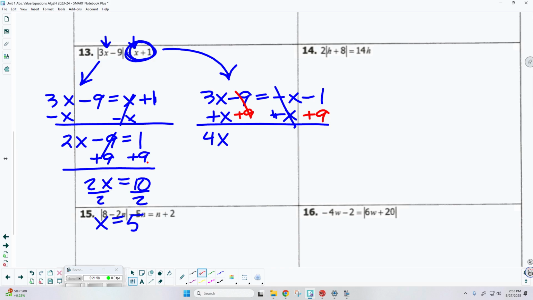So negative 1 plus 9. Okay, that's going to give me an 8. And I heard someone say 2. Yeah, because when we divide through, there we go.